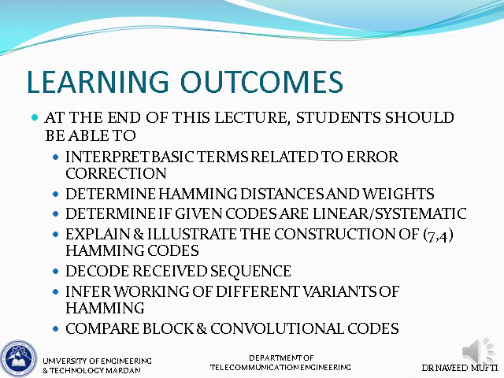So the learning outcomes for this lecture are that the student should be able to interpret basic terms related to error correction, determine Hamming distances and weights, determine if given codes are linear or systematic, explain and illustrate the construction of 7/4 Hamming codes, decode received sequences, infer the working of different variants of Hamming code, and finally compare block and convolutional codes.